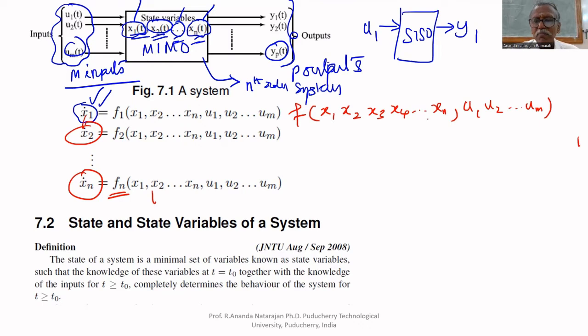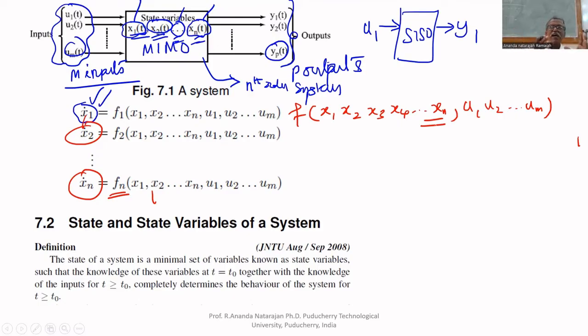Here, the number of state variables is n. That is the minimal set. You cannot find n minus 1 or n plus 1. That is not possible. If you take n minus 1 state variables, the system is not completely specified.